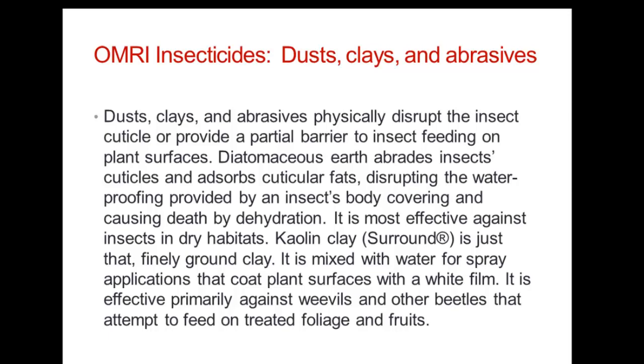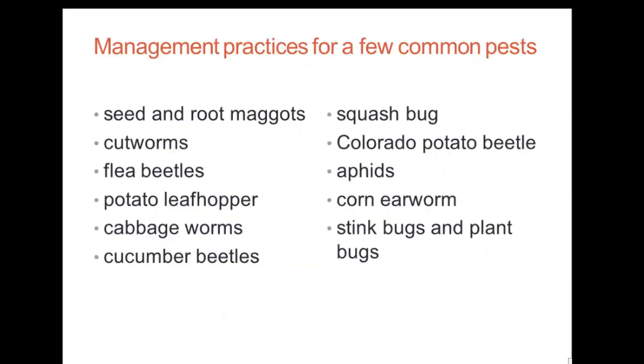Kaolin clay is now one that's widely used. It's called Surround on one of its label names. In general, they work the best against adult weevils and other beetles that want to feed on the treated foliage or fruit. The problem is it's a little difficult to wash it all back off afterwards, so it's fine. I wouldn't treat peaches with it and try to sell them at the market unless you tell everybody they want to peel their peaches anyway.